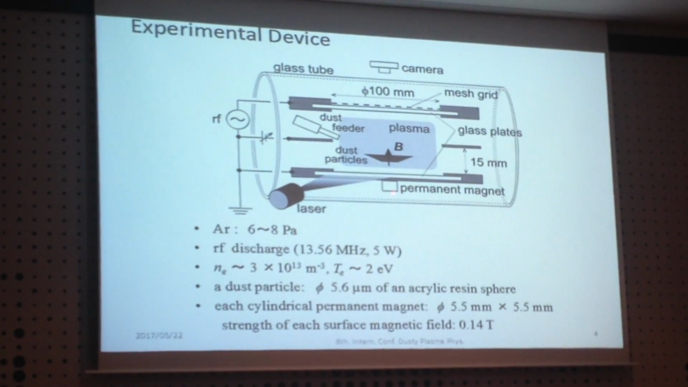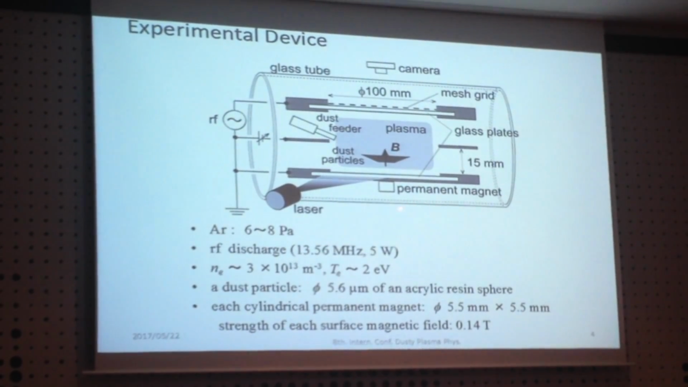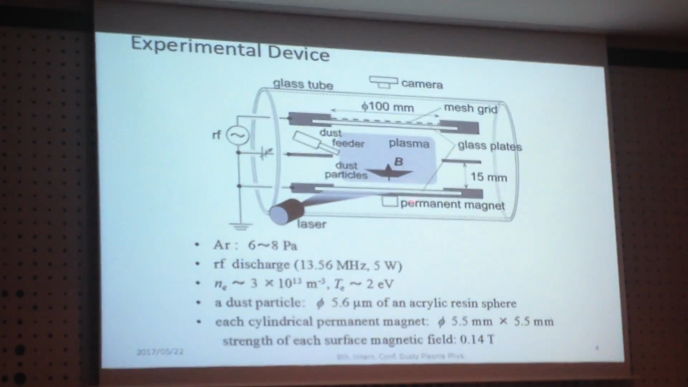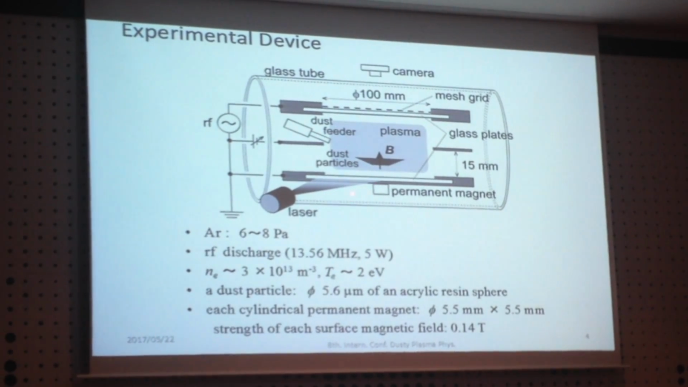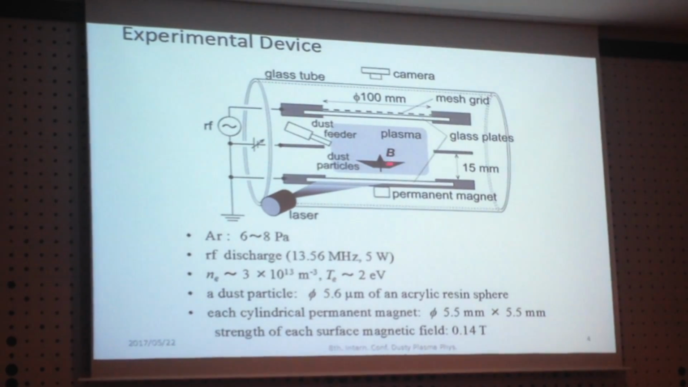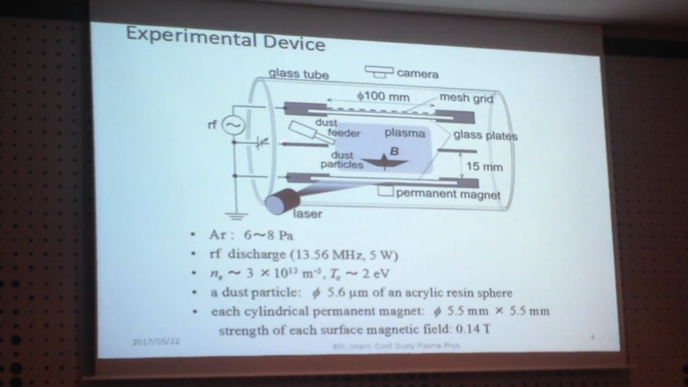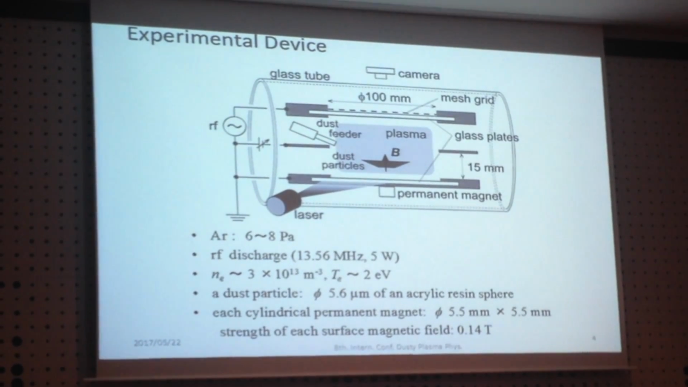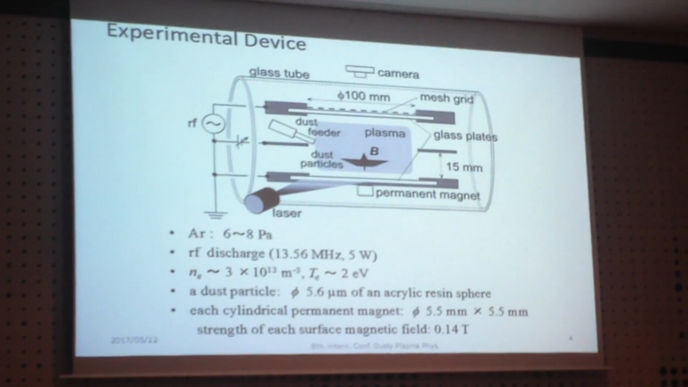There is a permanent magnet near the grounded electrode. The magnet strength is 0.14 Tesla at its surface, and around the experimental region it becomes a little weaker. The direction of the magnetic field is upward. Dust particles are fed from the dust heater located here, and the dust particle size is 5.6 micrometers.